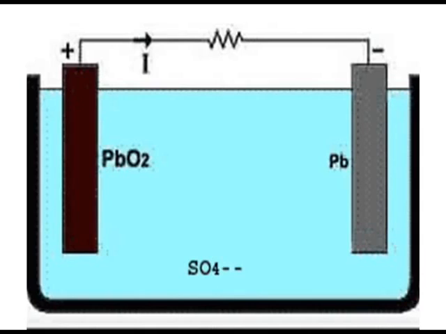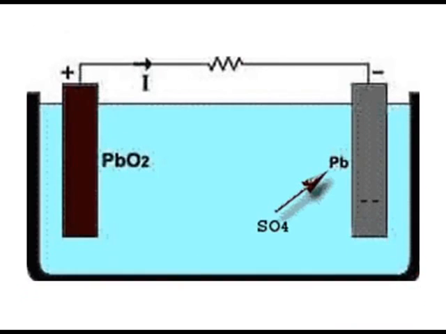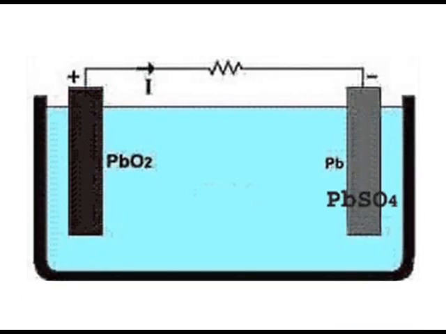The negative sulfate ions are moving freely in the solution, so some of them will reach the pure lead plate, where they give up their extra electrons and become radical sulfate. As the radical sulfate cannot exist alone, it will attack pure lead and form lead sulfate.